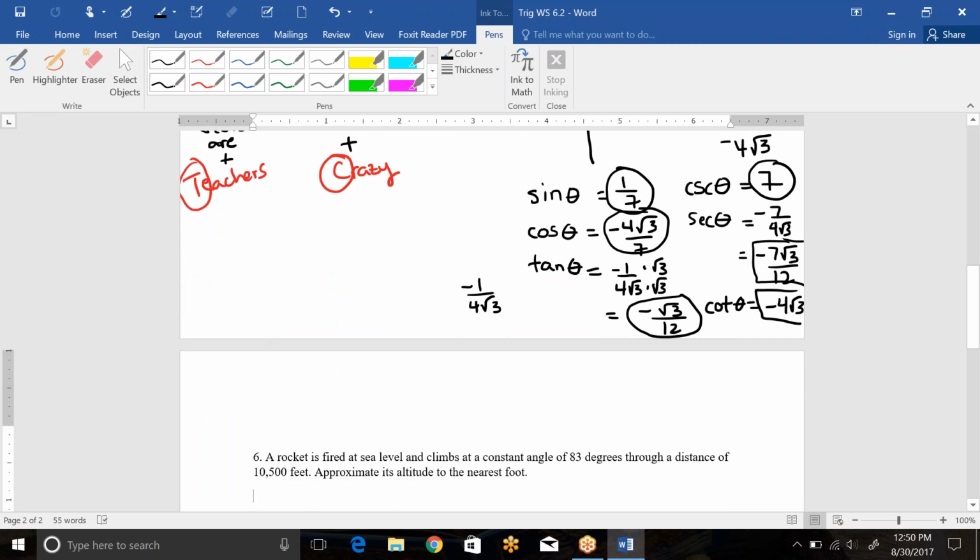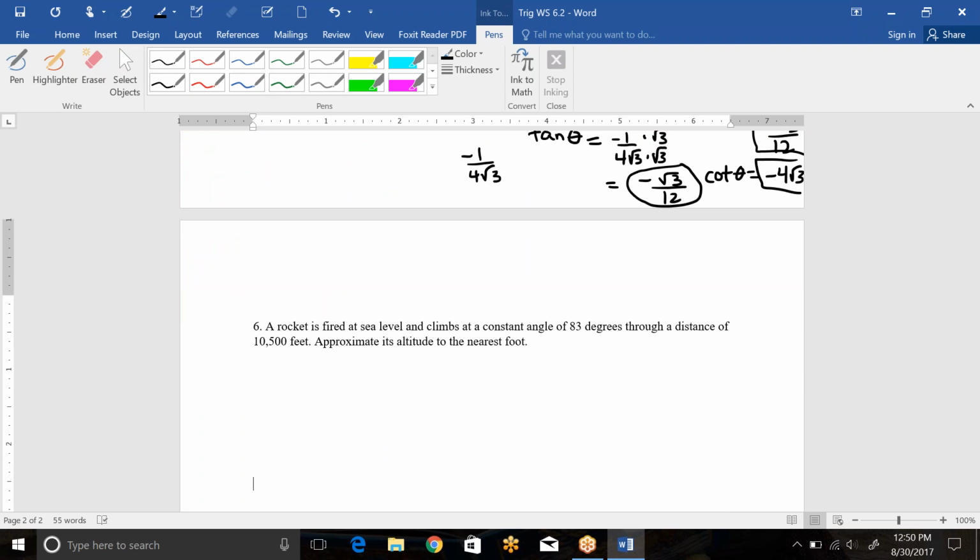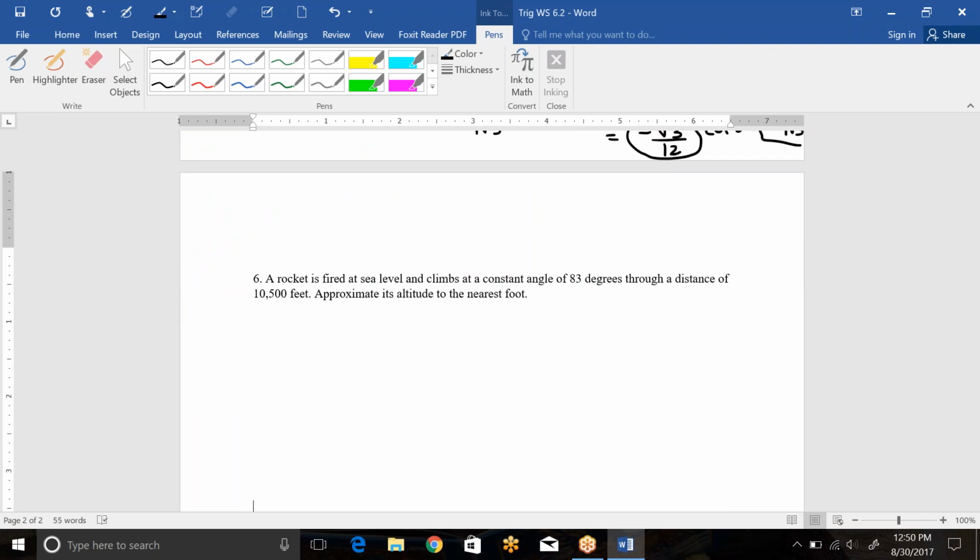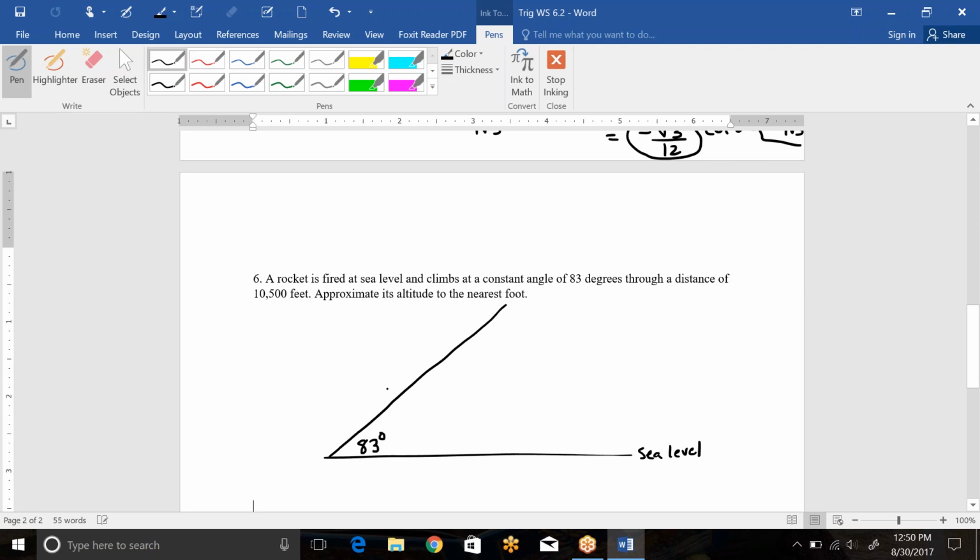And then the last one was number 6. We're looking at a word problem and application problem. So we're going to try to draw a picture. It says a rocket is fired at sea level. So sea level is supposed to be considered flat. And so it's being fired up at an 83-degree angle. I'm not drawing that for perfection, obviously. So here's my rocket. Yeah, not good at drawing. So there's my rocket. And it's going to travel through a distance of 10,500.